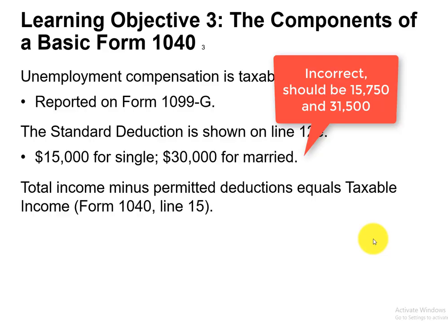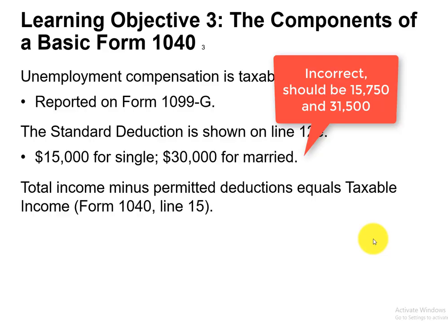For now, the only permitted deduction we are going to talk about in Chapter 1, keeping everything very simple, is the standard deduction. We will get to itemized deductions in Chapter 5, but the standard deduction is the only one we're going to focus on in Chapter 1, and that is $15,000 for single and $30,000 for married.